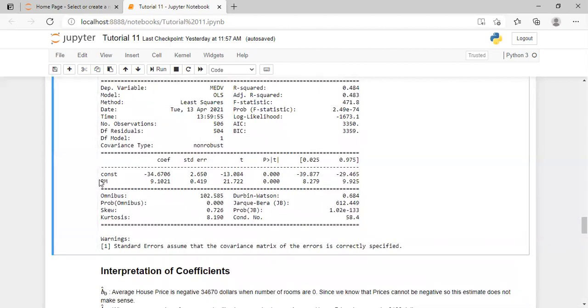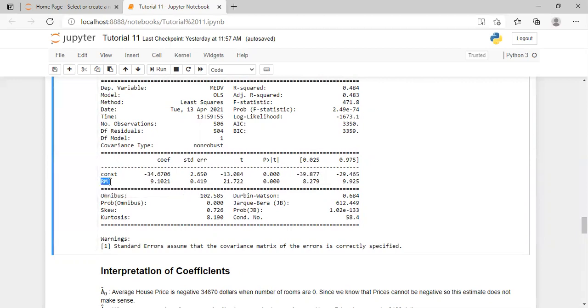Again, for the RM, there are what are known as the confidence interval, the 2.5% confidence bound and the 97.5% confidence bound. This mainly tells us most of our data would range between minus 39.87 and minus 29.46.